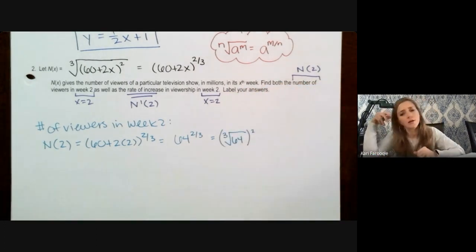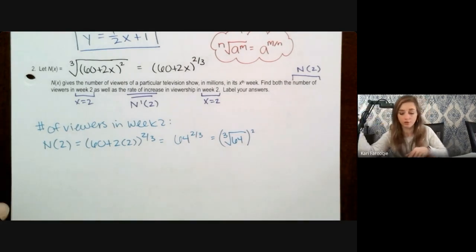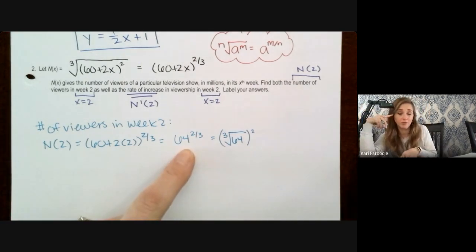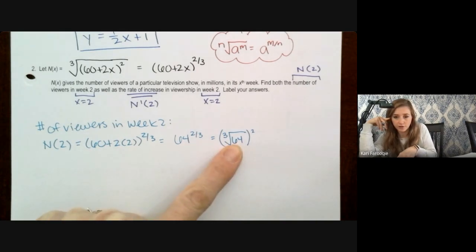And if you're like, Mrs. Faruqi, why would I ever want to do that? Well, imagine that you were taking a test and you didn't have your calculator. And you were just like, 64 to the 2/3. And I'd be like, okay, what number is that? And how would you be able to tell me anything about the viewers? If you can rewrite this and evaluate it using your algebra skills that were in your prereq, that would be very helpful to you if you didn't have your calculator.